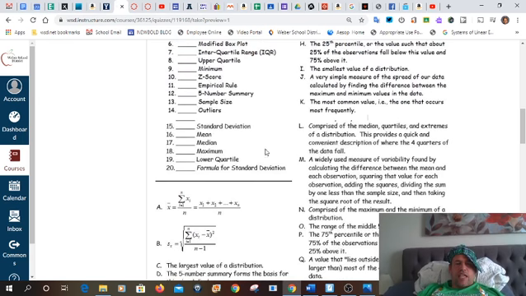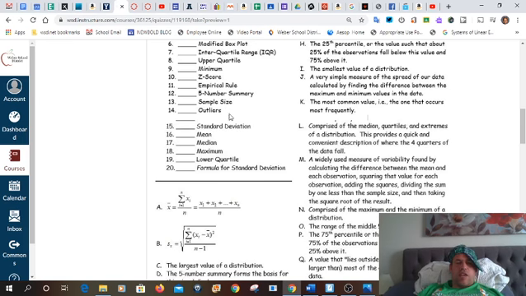Standard deviation, again, is the longest definition. In my next video, we'll do that together. It's a widely used measure of variability found by calculating the difference between the mean and each observation, squaring the value of each observation, adding the squares, dividing the sum by one less than the sample size, and taking the square root of the whole thing. Square root is your key for the whole thing. That is the standard deviation.